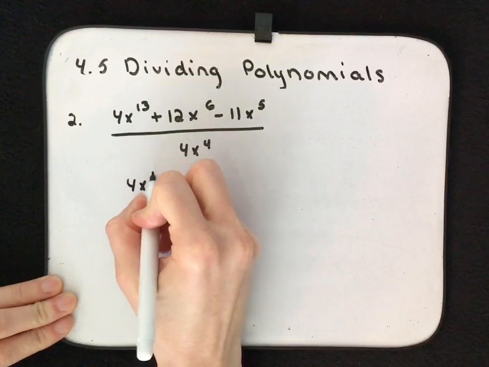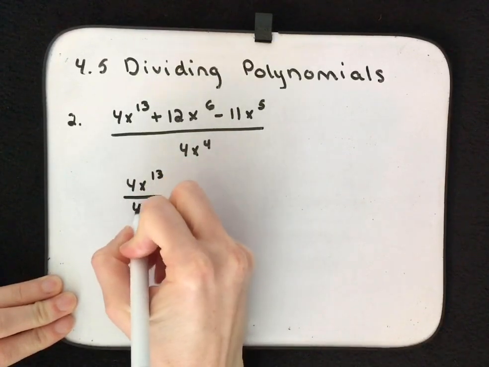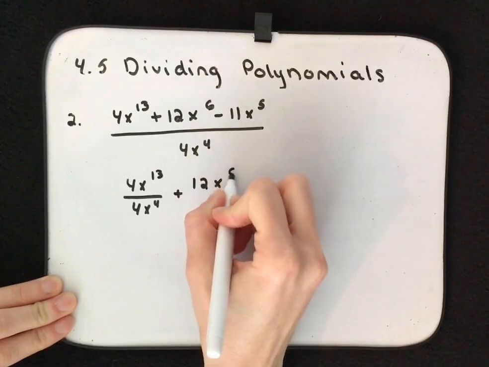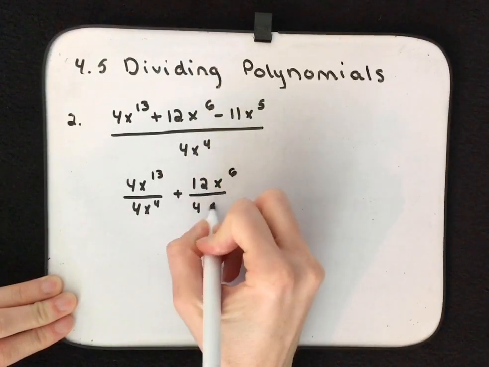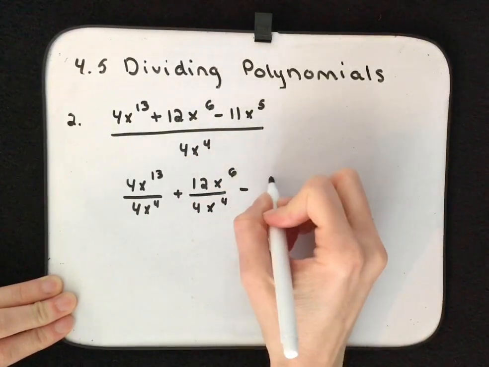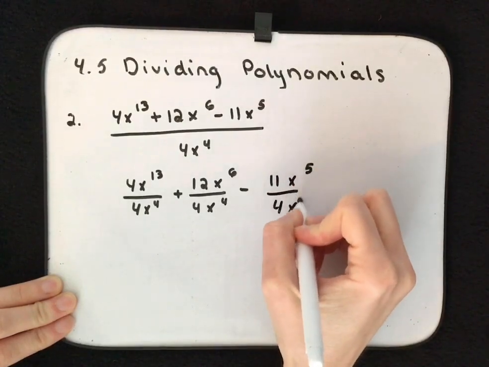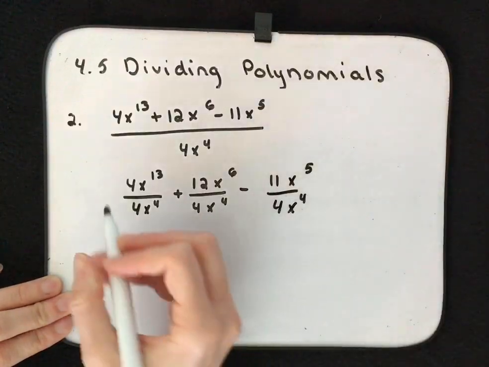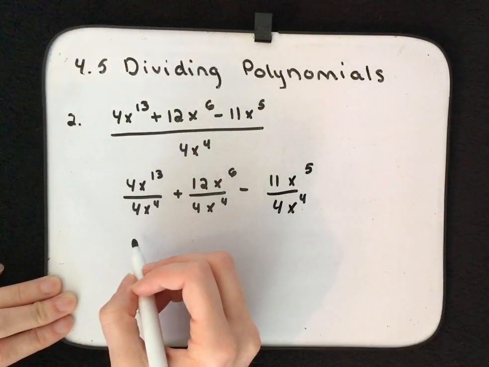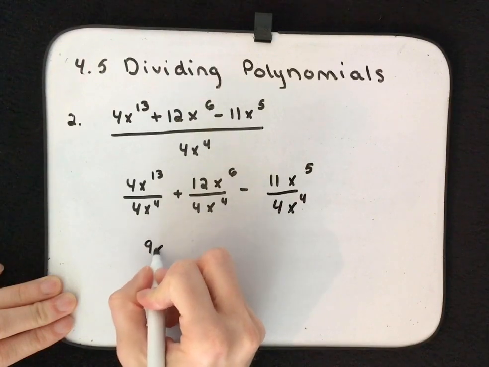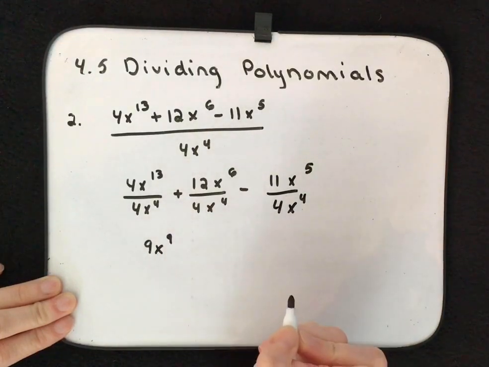We have 4x to the 13th over 4x to the 4th plus 12x to the 6th over 4x to the 4th minus 11x to the 5th over 4x to the 4th. And then we can simplify. 4 over 4 reduces to just 1. 13 minus 4 is 9, so that leaves us with x to the 9th in the numerator.